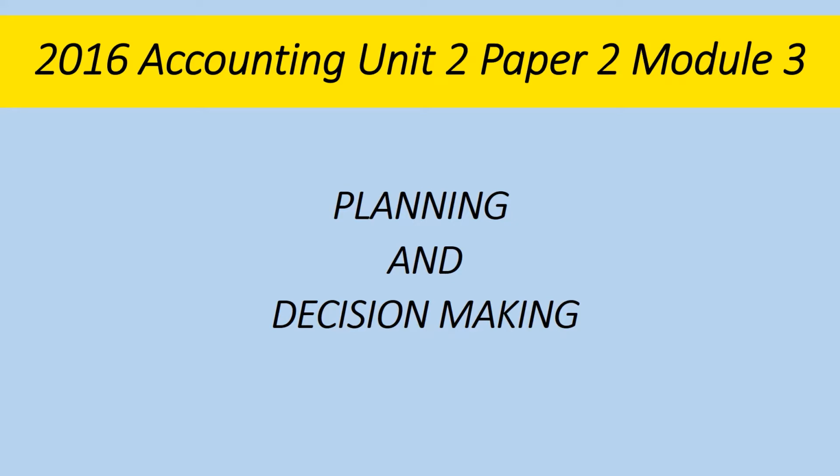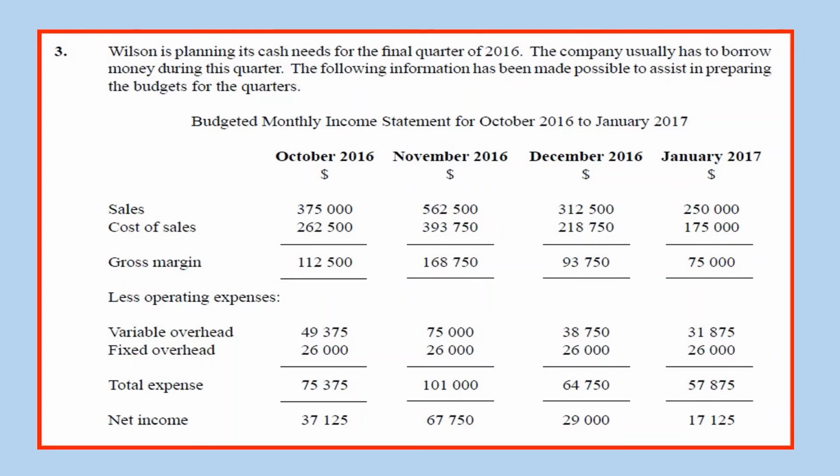Today we are looking at 2016 accounting Unit 2 Paper 2, Module 3, planning and decision making. We have before us all the data for Module 3. I'm not going to be reading all of this on the video, but I have read it and I will leave the reading of it up to you and go right into the answering of the question.